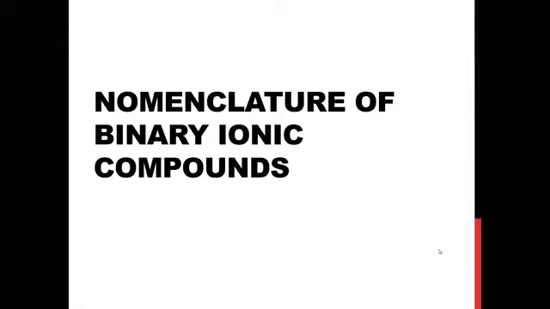Hello. Today, we're going to begin our discussion of nomenclature of various types of compounds. Nomenclature is simply a fancy word that means how to write the name or the formula of a particular compound. There are two types of compounds, ionic and covalent or molecular compounds. We're going to start our discussion with the simplest form of ionic compounds, which are binary ionic compounds.